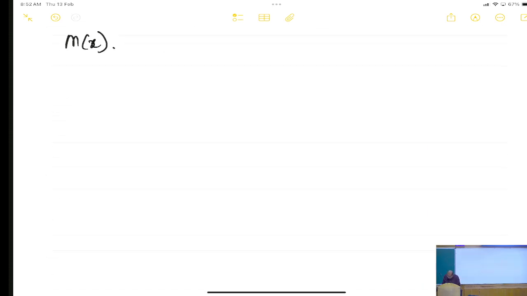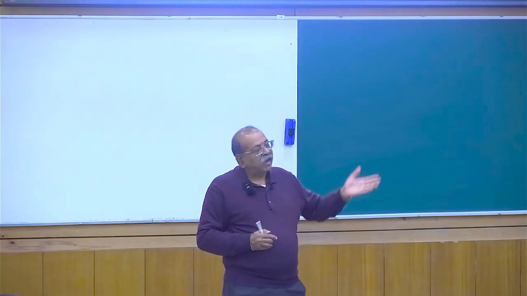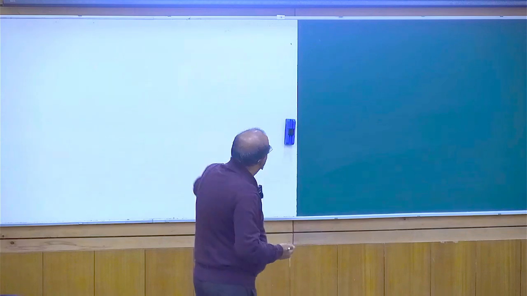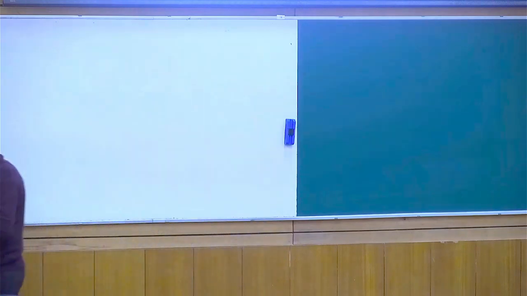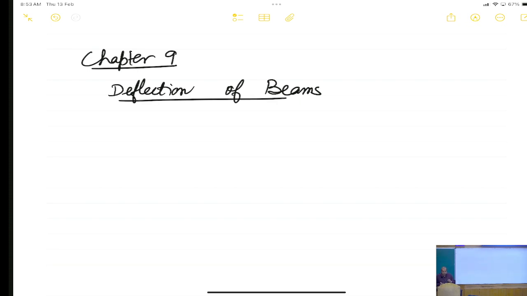Okay. So now we will be making a jump, because chapter 6 involves slightly more complex concepts. And what I am going to do here is directly related to shear force and bending moment, and you may find that interesting. So, from chapter 5 of the text, we will move on to chapter 9, which is deflection of beams.